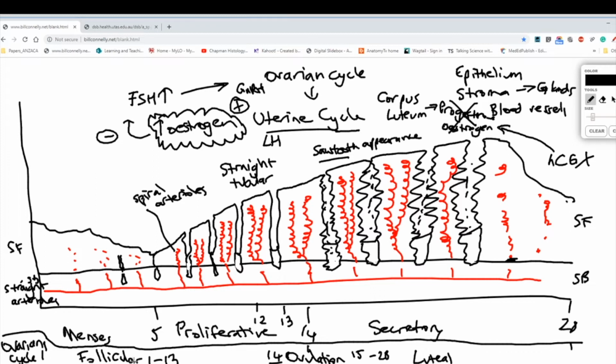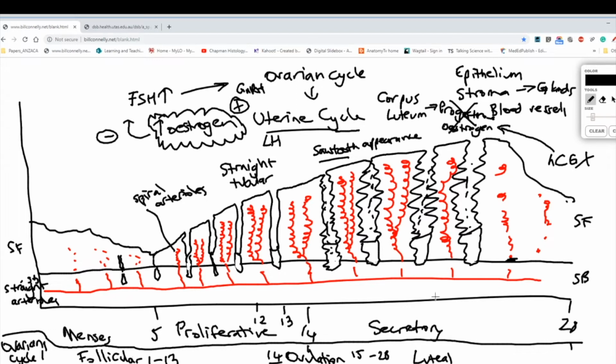So it's the hormones produced during the follicular phase that drive either menses or the proliferative phase, particularly the estrogen as those follicles are developing, and then ovulation occurs on day 14. And then the secretory phase is driven by the hormones secreted by the corpus luteum.